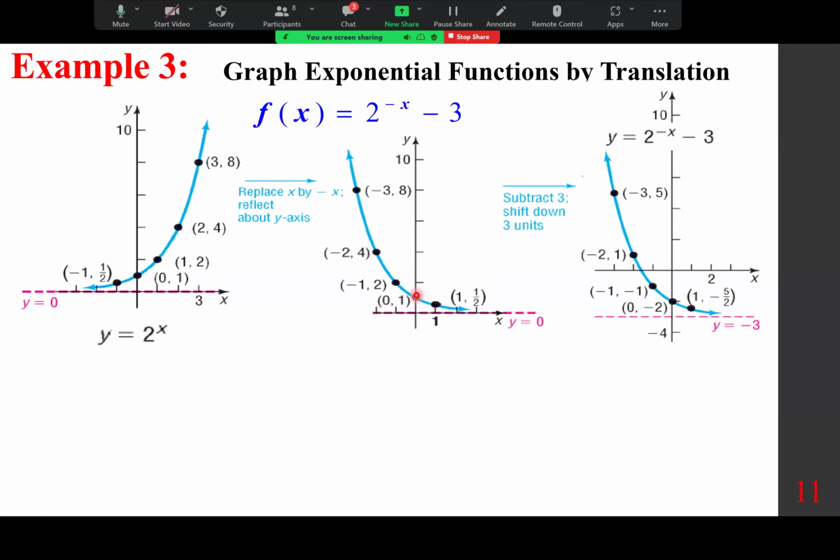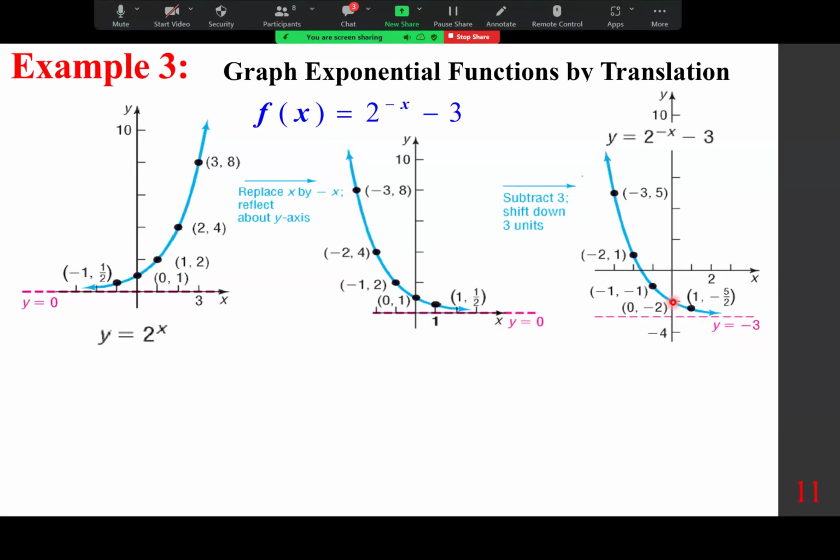So the effect is this 0, 1 goes down to 0, 1 minus 3, which makes it negative 2. This horizontal asymptote with the equation y equals 0 becomes the horizontal asymptote y equals 0 minus 3, which is y equals negative 3. Those are the effects. So therefore, it creates an x-intercept.